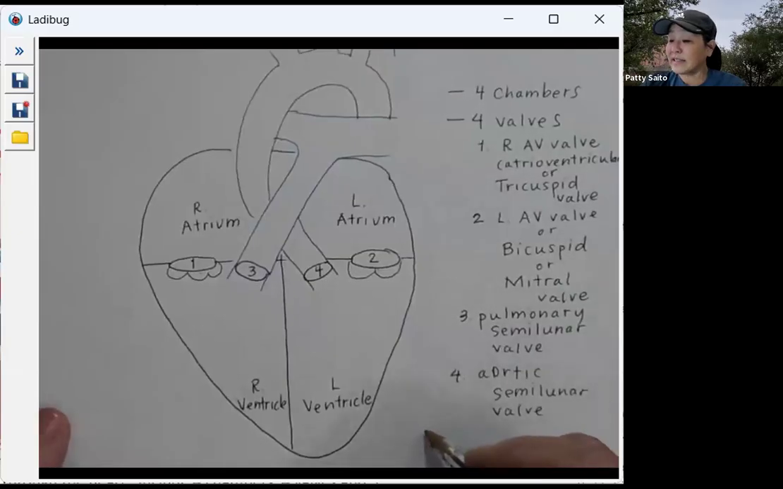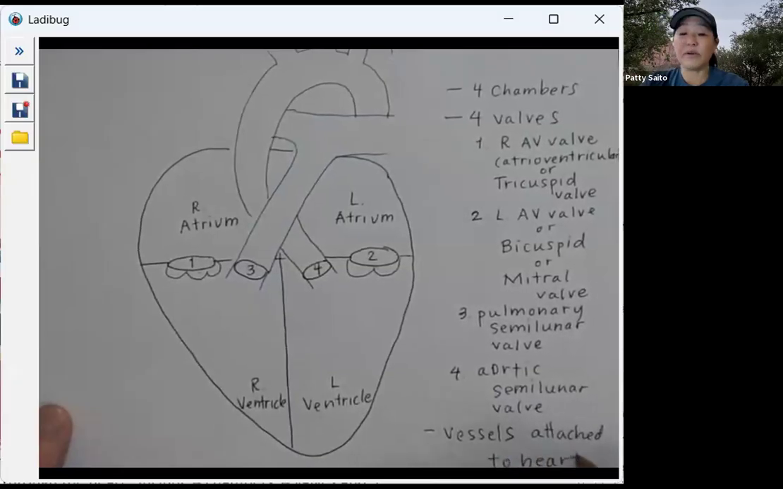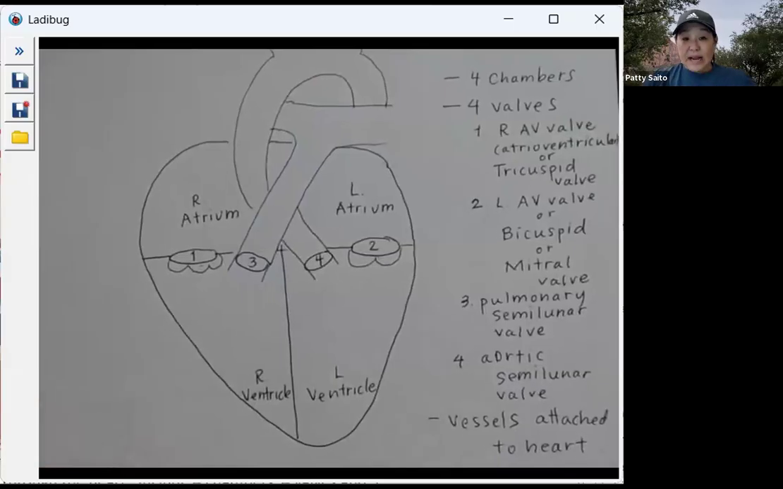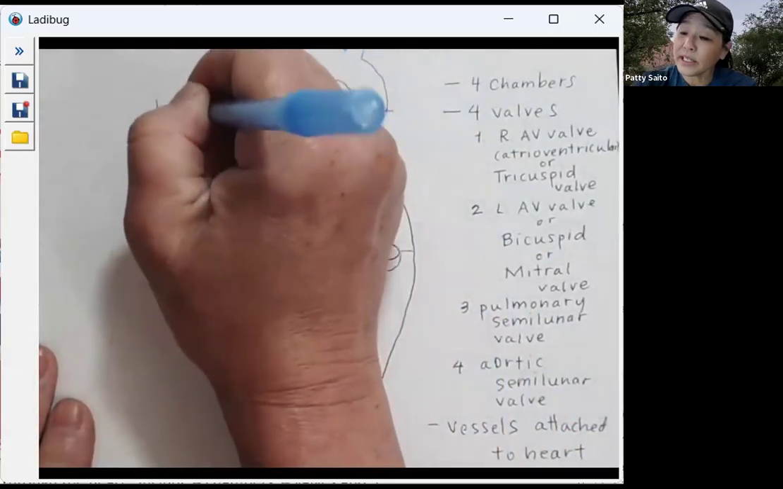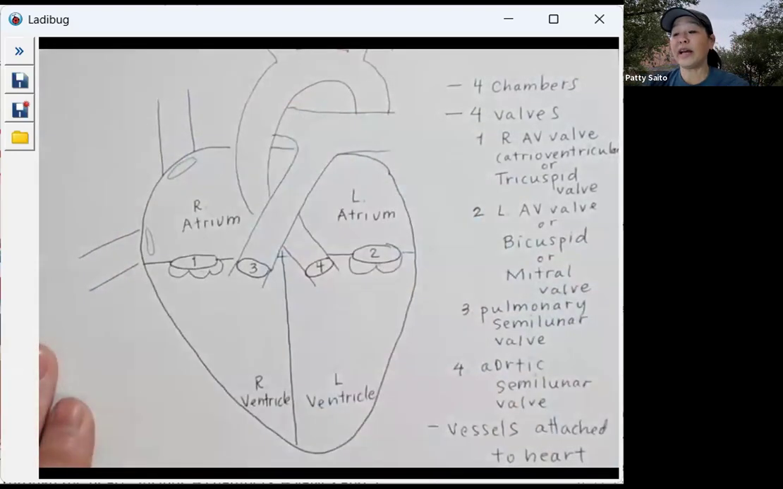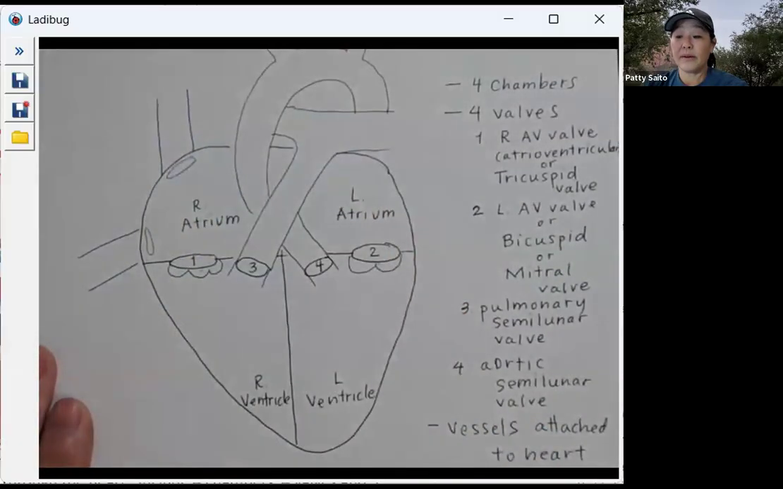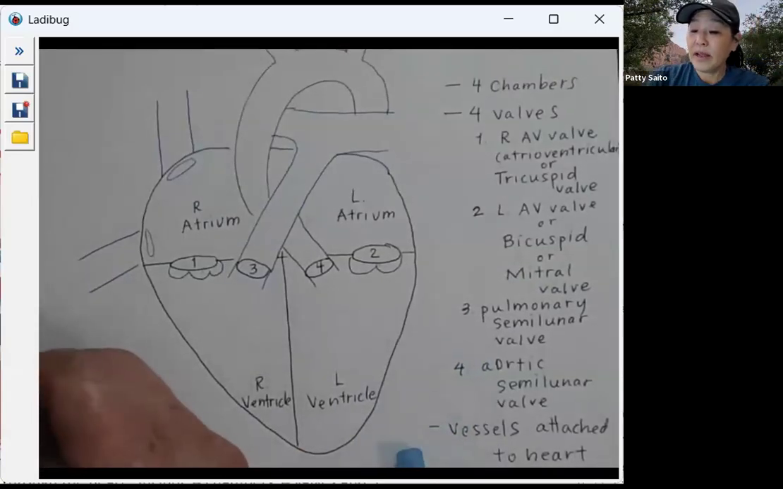The last one are the vessels. Okay, the vessels attached to the heart. Okay, there's lots of vessels that we'll learn some of them in the next chapter, but here I want you to know some of the main vessels attached to the heart. So I'm going to go ahead and label those. We're going to start on the right side of the heart, and blood enters through these two vessels.